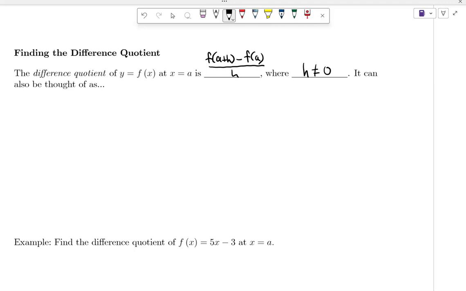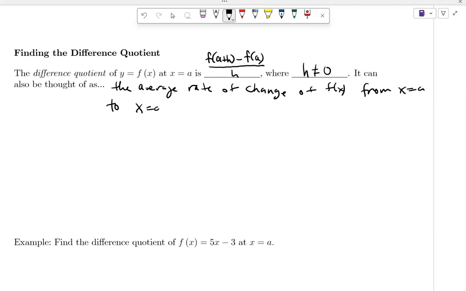Why do we care? It's a good question. All right. So this difference quotient is the average rate of change of the function from x equal to a to x equal to a plus h. That's what we're doing, right?